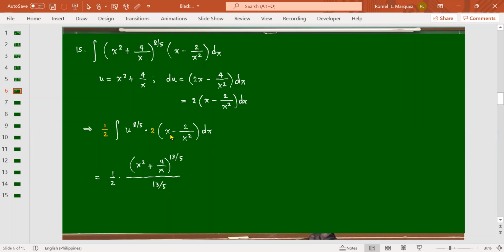Integral of u to the n du. Du na to eh, the whole thing. Simplifying, 5/26 times x squared plus 4/x raised to 13/5 plus c po. Okay?